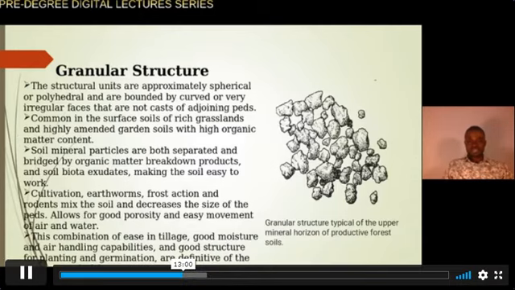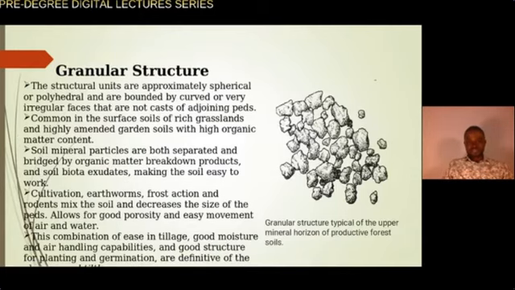We have the granular structure. In this kind of structure, the units are approximately spherical or polyhedral, as you can see in the structure on your right hand, and are bounded by curved or very irregular faces that are not accommodated by adjoining pairs. They are common in the surface soil of rich grassland and highly amended garden soil with high organic matter content.